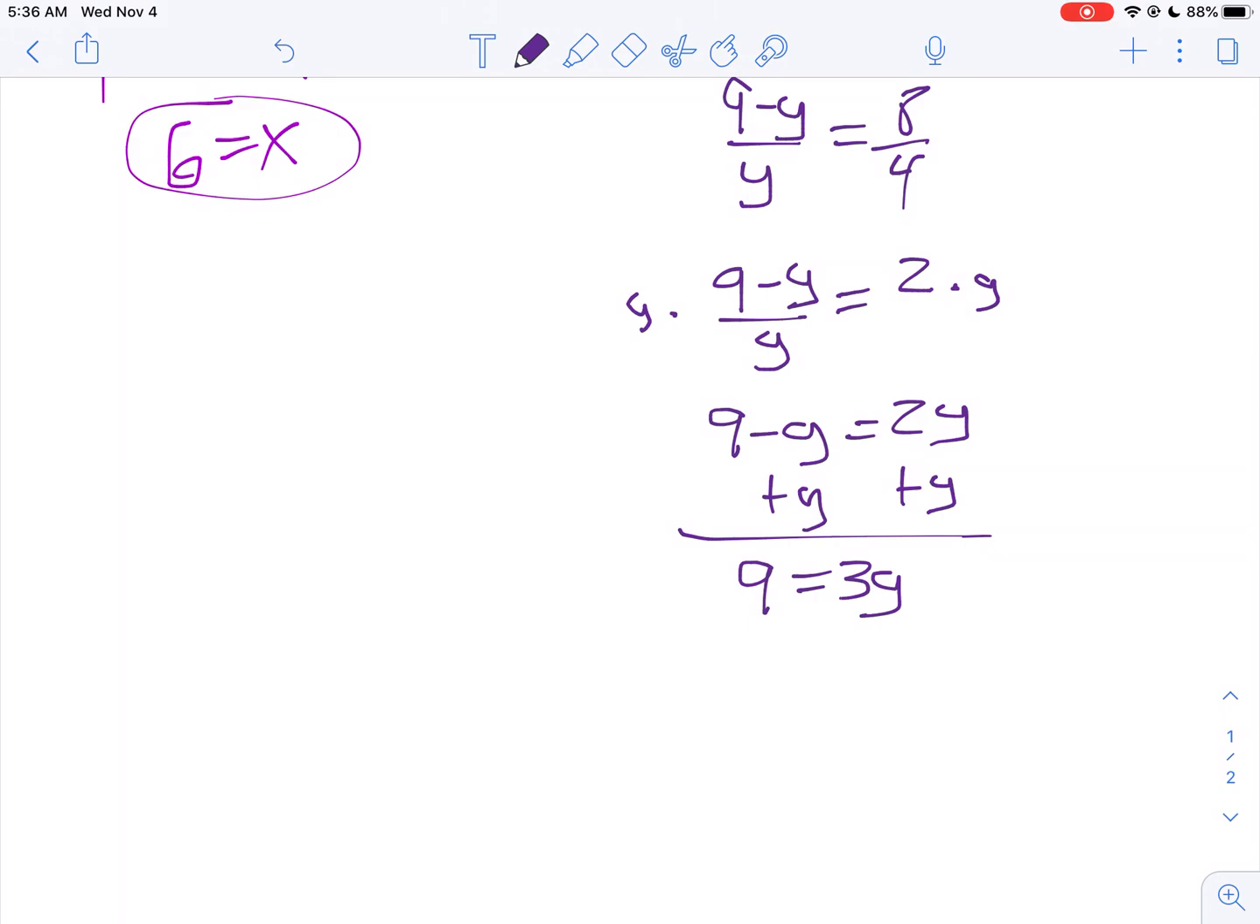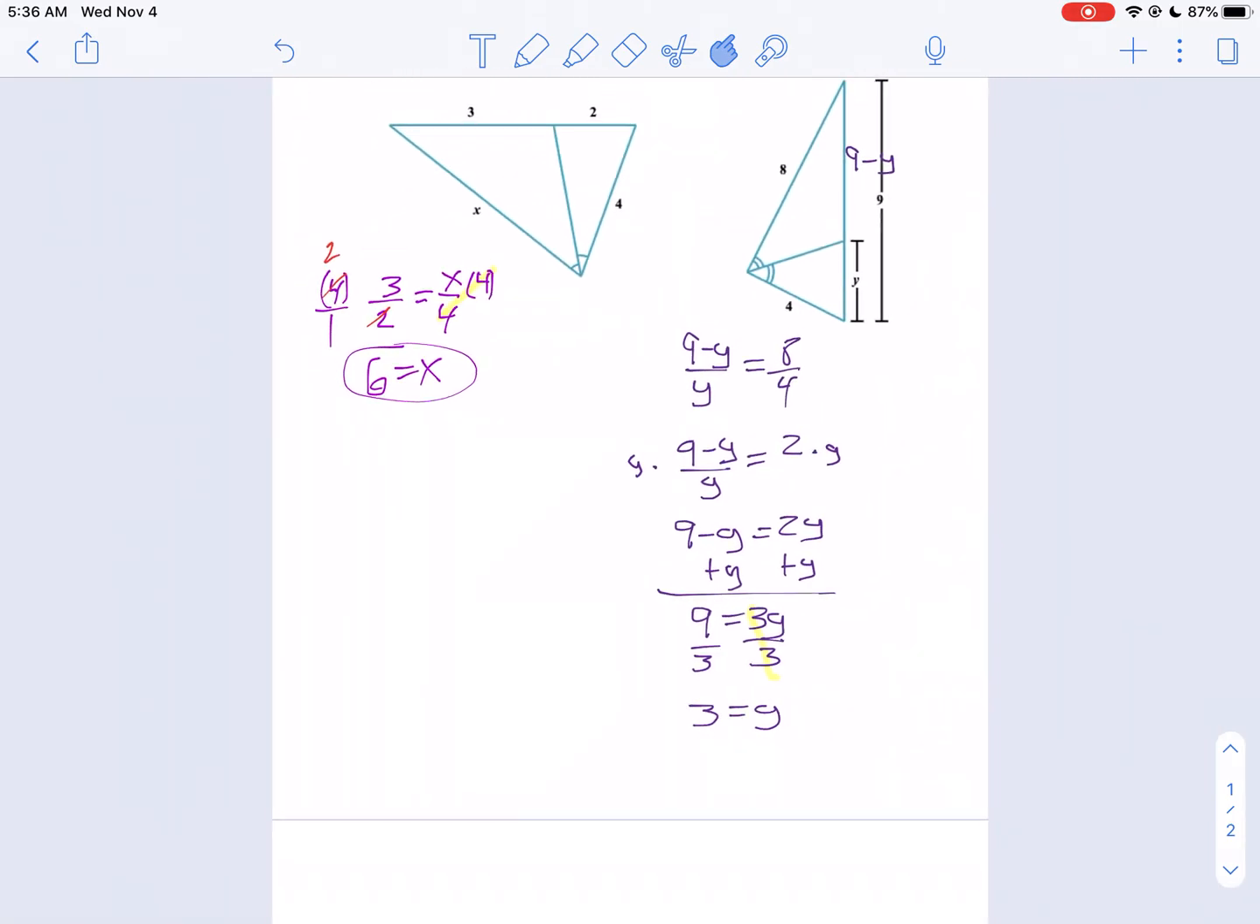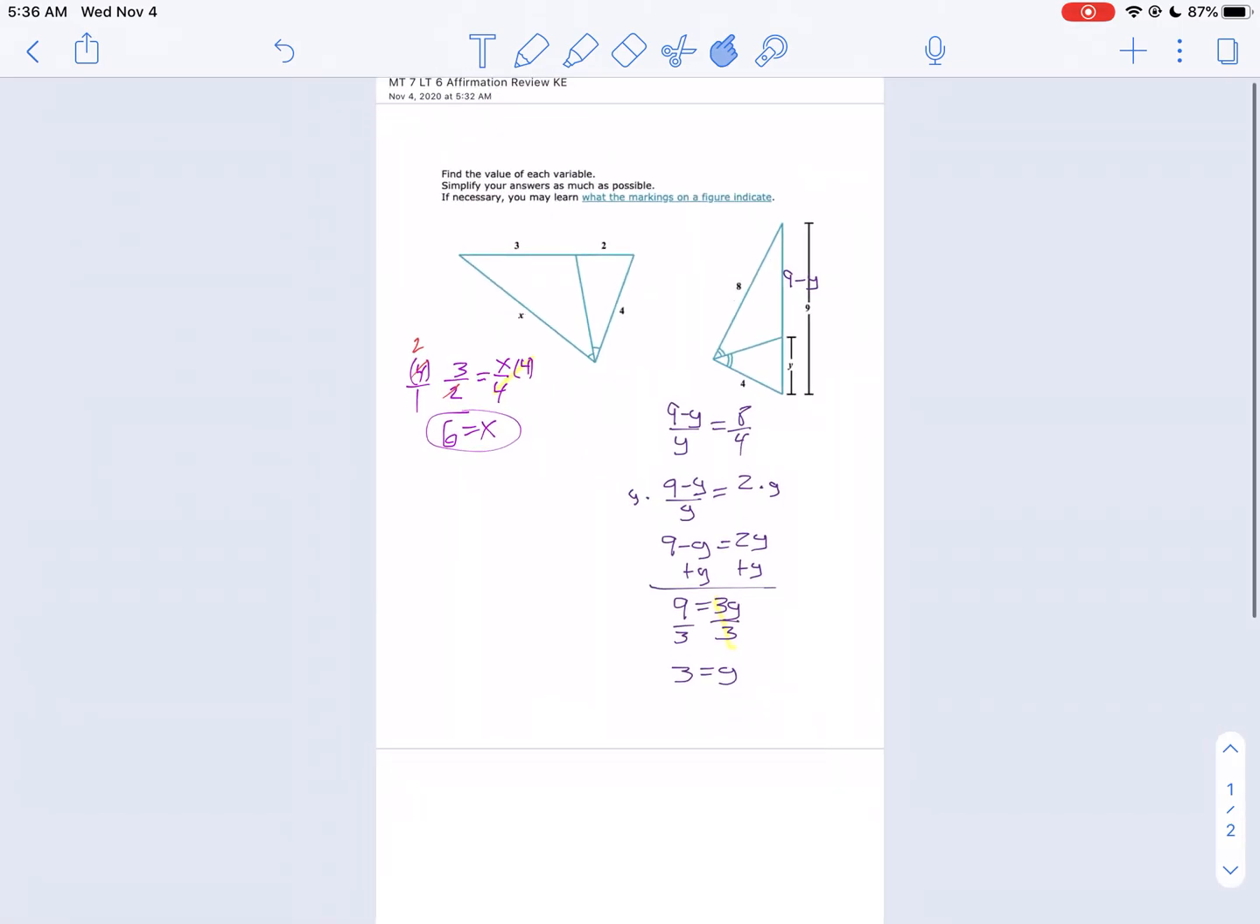Or, sorry, not 9. Divide both sides by 3. 9 divided by 3 is 3. And you get y, because once again, the 3 is reduced there. And there's your answer. y would be 3, and x would be 6 for this particular problem. The other ones are very similar to how you solve them, so I'm going to have you redo those.